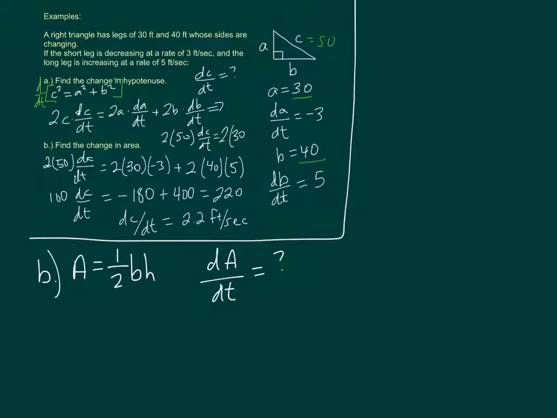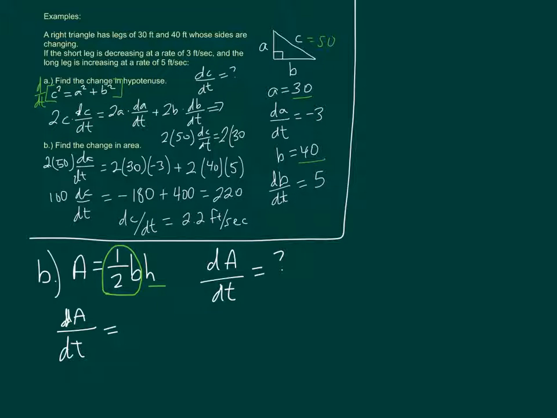So we're going to need to take the derivative of this equation with respect to time. Derivative of the left will have change in area with respect to time. And then we're going to have to use the product rule again. So 1/2 times base times height. Well, let's put this 1/2 with the base. This is our first. Height would be our second.